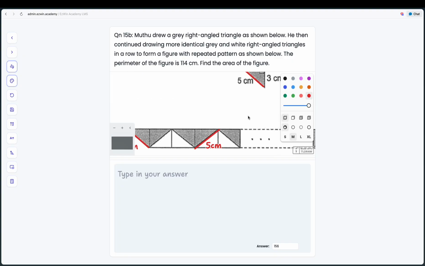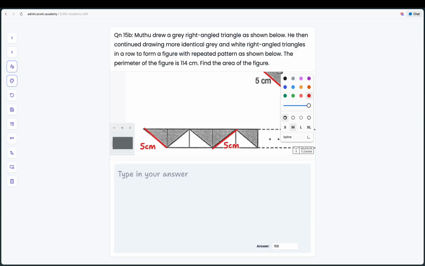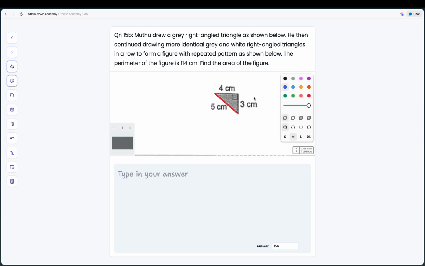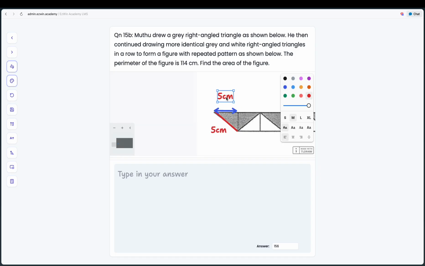So now the next thing is we want to know what is this length for each of these triangles, right? So let me use an arrow instead. Okay, so what is this length? From the small little triangle, is it 4 or 3 centimeters? In this case, it's 4 centimeters, because that's the base, 4 centimeters.